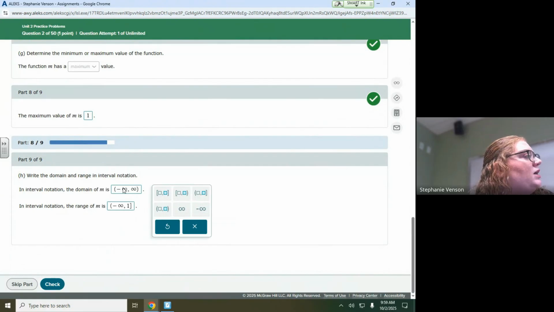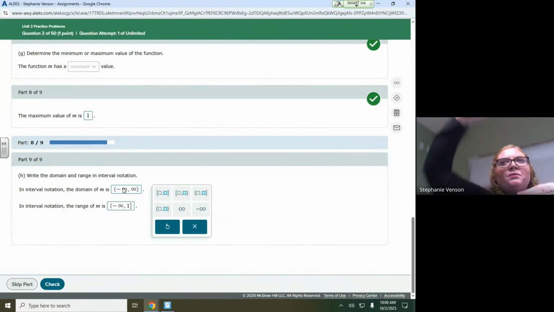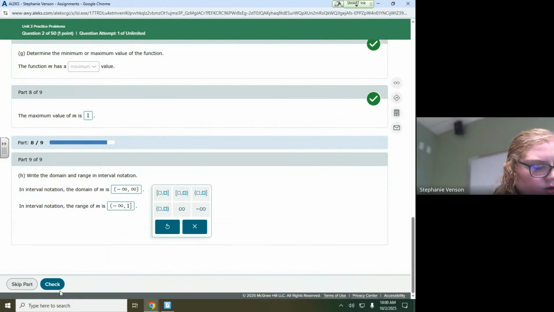So the domain, nobody better miss that on the test. I'm coming for you if you miss it. But the range, remember, it's dependent on whether it's up or down. So if it's up, it's the bottom number to infinity. If it's down, it's -infinity to the top number. Okay, all good? All right. So there's 2 examples of the hard ones.